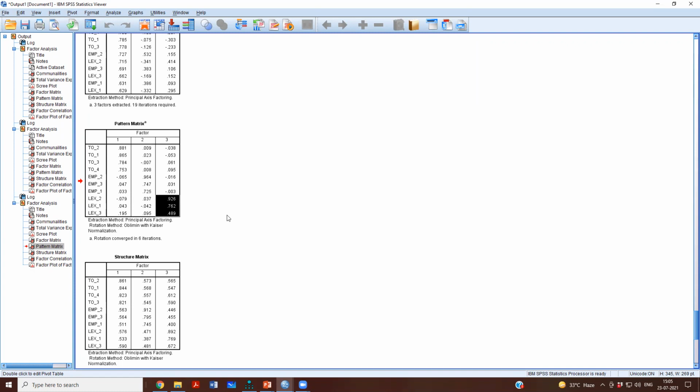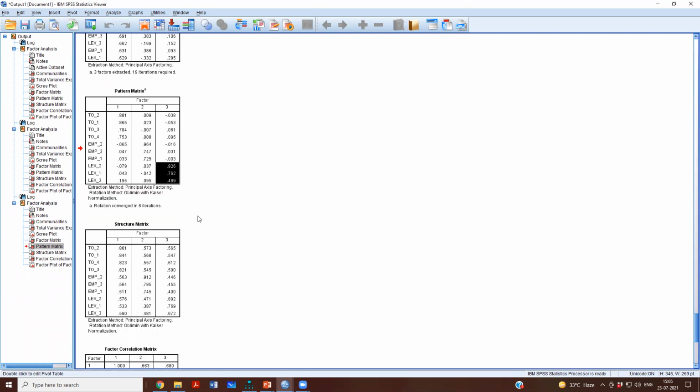So I will still consider it, and it is not loading significantly on other factors, factor 1 or 2. So I can actually see that when I tell the software that there should be 3 factors, I am getting a very good factor structure, very much what I was expecting. This is what theoretically I had also written: LEX 1, 2, 3, EMP 1, 2, 3, and TO 1, 2, 3, 4. So this is my dimension 1, the second dimension, and the third dimension.